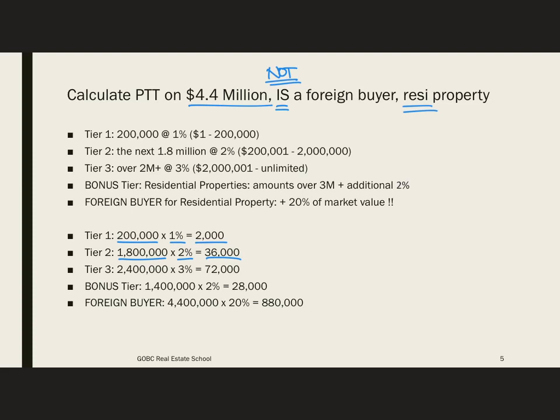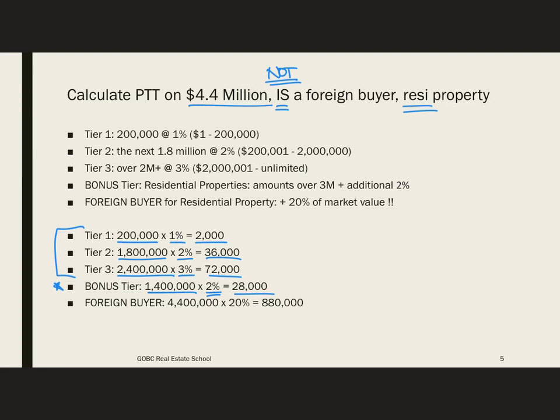And then in Tier 3, because we're $2.4 million past $2 million, we need to charge 3% on that $2.4 million, and we would get an amount of $72,000 for that tier. So these are the main three tiers, but because this is a residential property, we need to actually apply the bonus tier as well. So on the amount above 3 million, so that's 1.4 million, we would charge an additional 2% for another amount of $28,000.